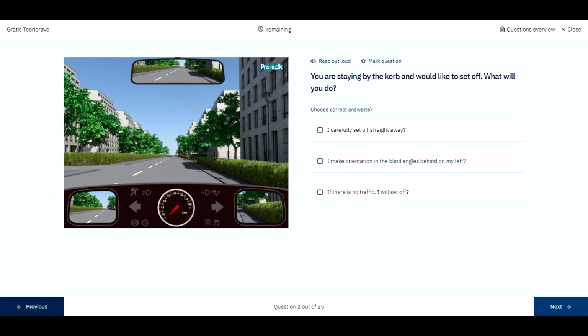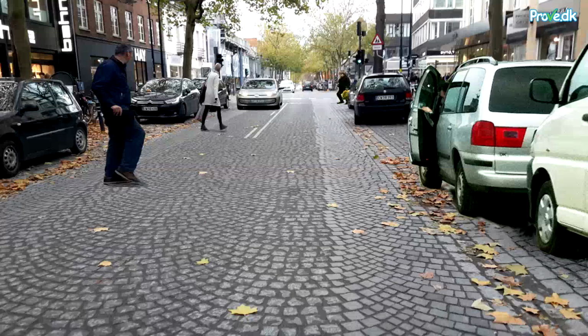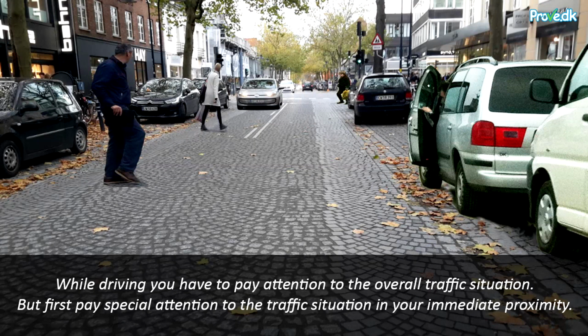If there are no vehicles or pedestrians in the blind spots, you can proceed. The phrase, "be especially careful," is used to emphasize the visible warning signs that are relevant to your current driving situation. While driving, you have to pay attention to the overall traffic situation. But first, pay special attention to the traffic situation in your immediate proximity.